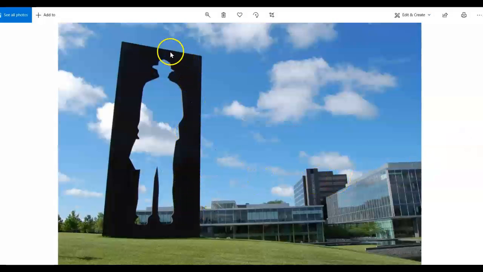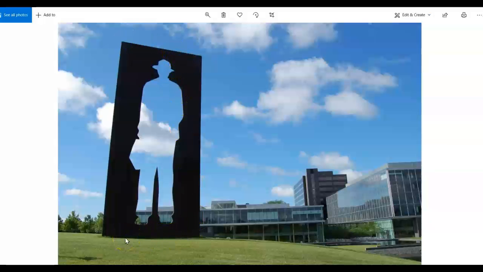Okay, positive form, negative form, right? This void is the negative form. But negative often has this connotation that it's a big nothing. Well, in this case, the negative form is the interesting part. It is the subject of this piece, the emptiness within this sort of bland, planar, rectangular form here.